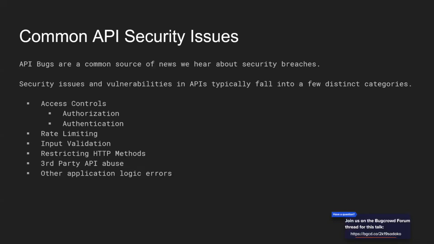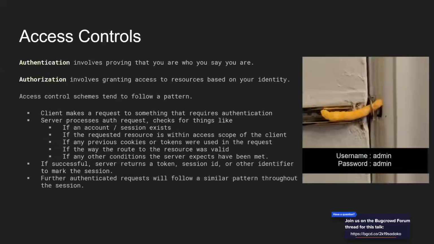Security issues and vulns of APIs typically fall into a few distinct categories. There are a bunch more, but the core ones that I wanted to focus on today were access controls with authorization and authentication, rate limiting, input validation, HTTP methods, and third-party API abuse, and then some other application and logic errors that are sprinkled throughout. The first one that we'll discuss is access controls.